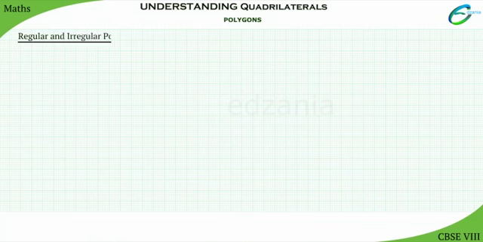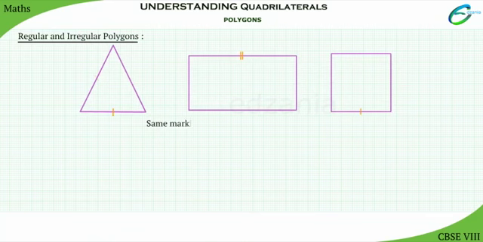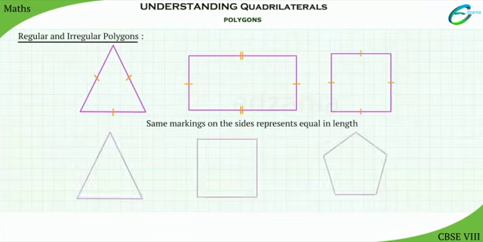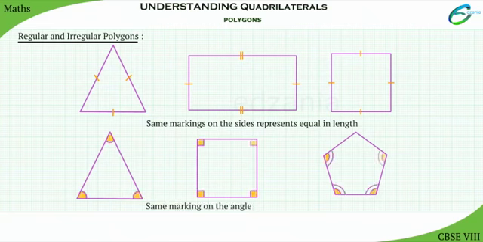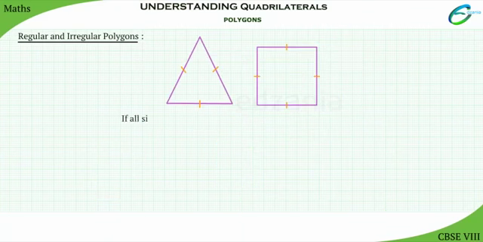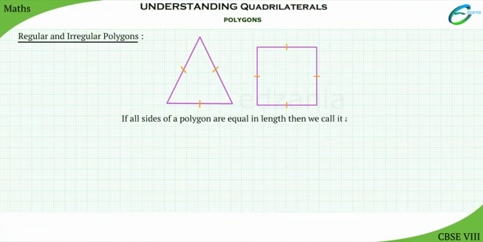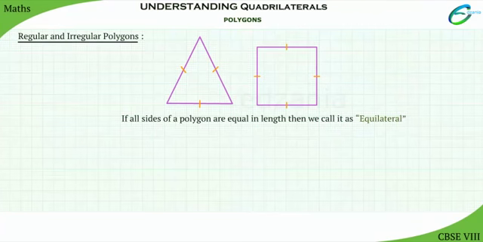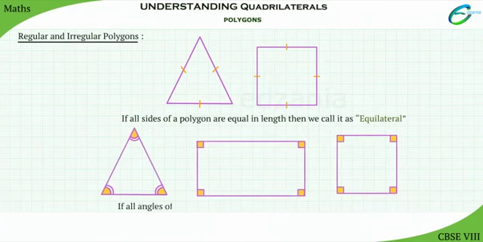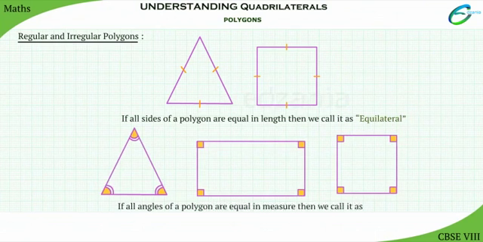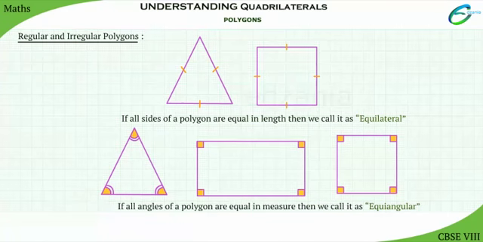Regular and irregular polygons. Did you know? Same markings on the sides represent equal length. Same markings on the angles represent equal measure. If all the sides of a polygon are equal in length, then the polygon is called equilateral. If all the angles of a polygon are equal in measure, then we call it equiangular.